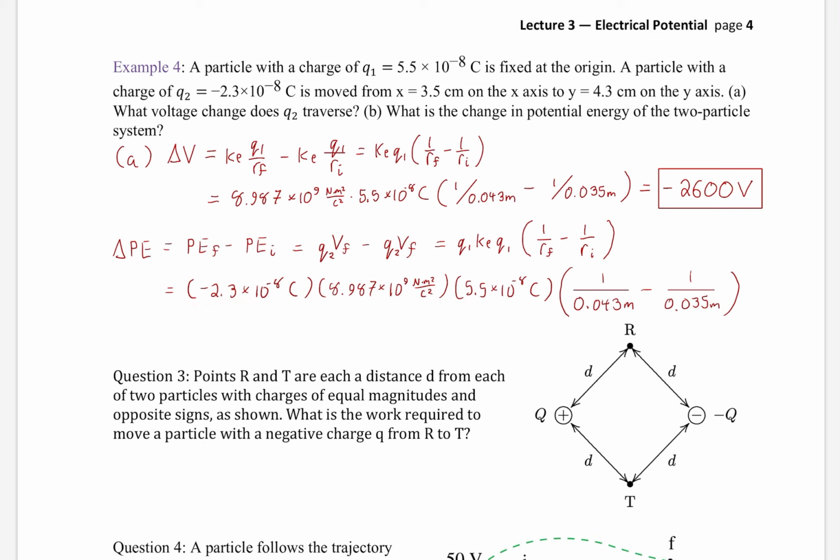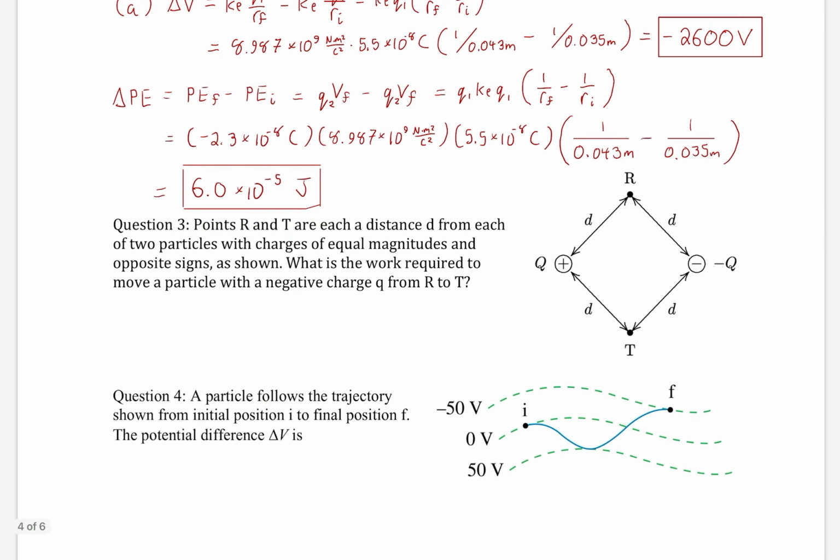And so then I have a negative times a negative, and it gives me a positive change in energy. Because again, taking a negative charge and moving it across a negative voltage change gives you a positive change in potential energy. You've gone uphill. I know you're getting tired of me saying that.